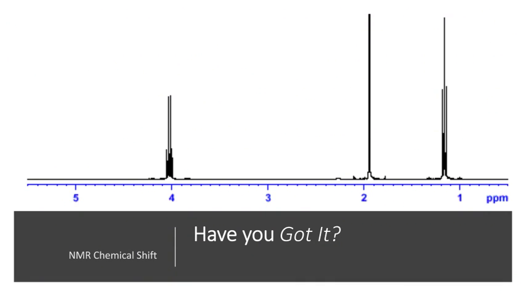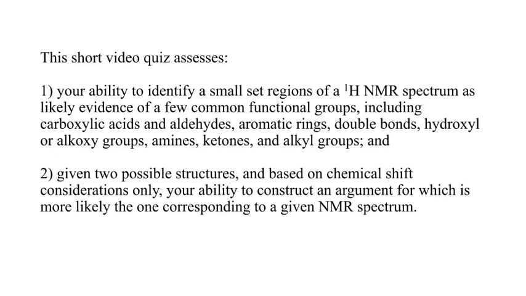NMR chemical shift. Have you got it? This short video quiz assesses your ability to identify a small set of regions of a proton NMR spectrum as likely evidence of a few common functional groups, including carboxylic acids and aldehydes, aromatic rings, double bonds, hydroxyl or alkoxy groups, amines, ketones, and alkyl groups. And given two possible structures and based on chemical shift considerations only, your ability to construct an argument for which structure is more likely the one corresponding to a given NMR spectrum.